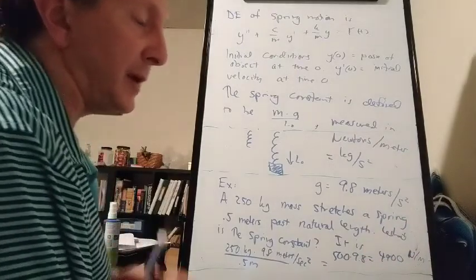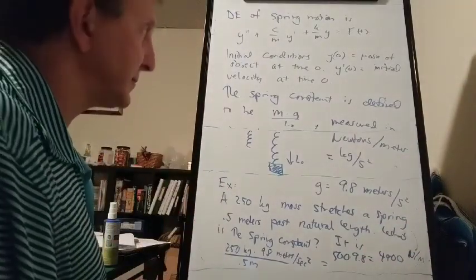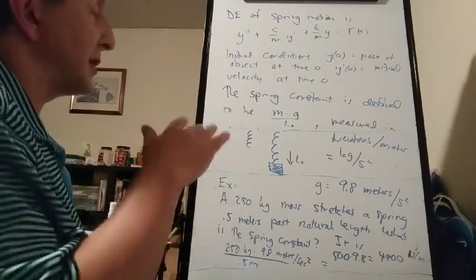All right, so let's say we have that spring and we're going to pull it and let it go, and we want an equation for where the object is at time t.